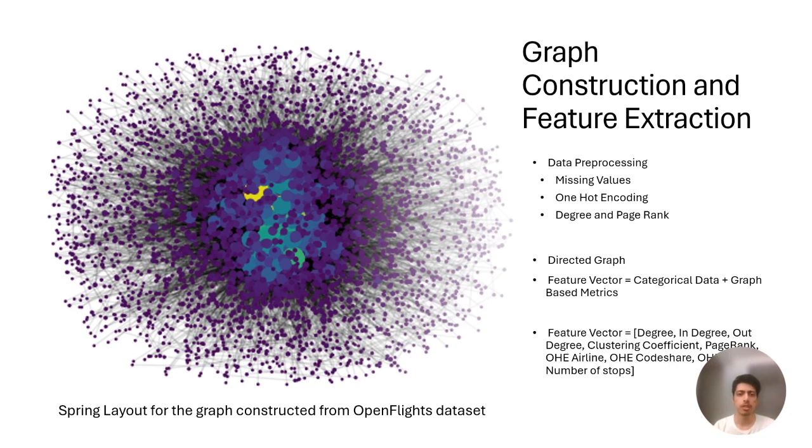A directed graph was constructed to model the intricate network of the global air transportation system, with nodes representing airports and edges denoting the established flight routes. Each row in the training data represents an airport's feature vector. Each feature vector is a combination of graph features such as in or out degree, page rank, and so on, and also categorical data such as the airline code and the aircraft.